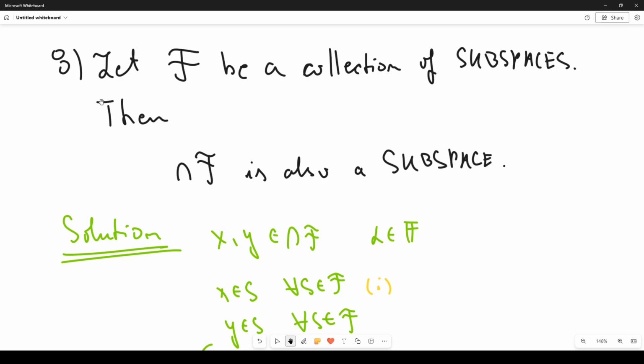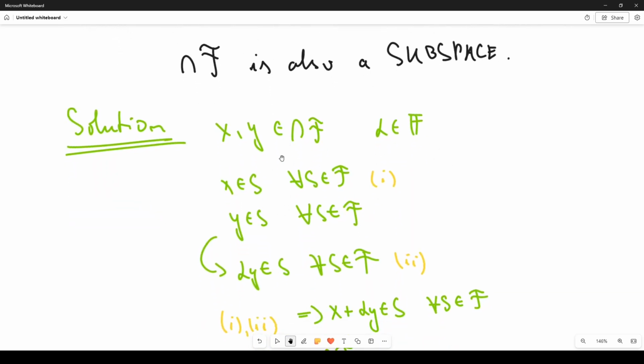Problem number 8. Let F be a collection of subspaces, then the intersection of all of the subspaces contained within F is also a subspace. So we have to show that if you take a collection of subspaces and you take their intersection, be that a finite intersection, so for finitely many subspaces, or even infinitely many, you will always end up with a subspace. So let's show that this is true.